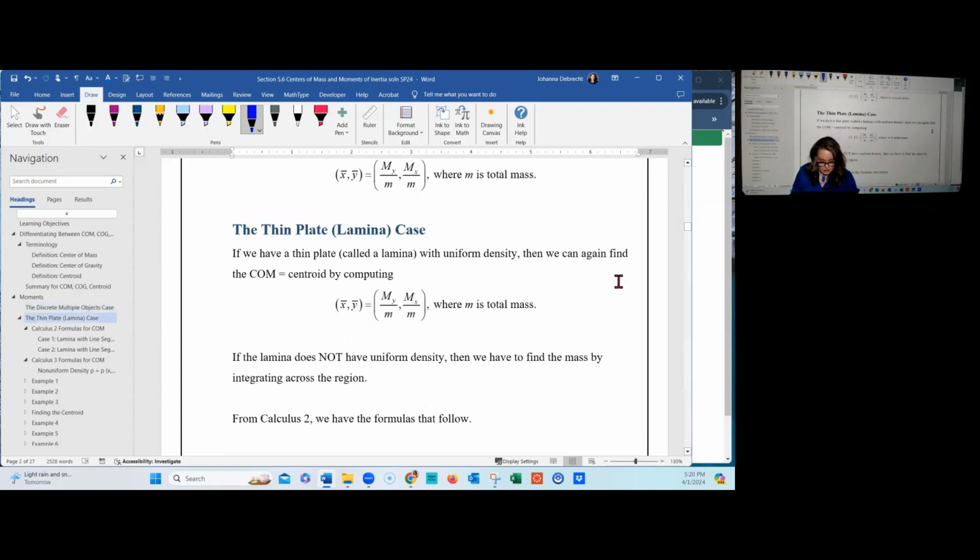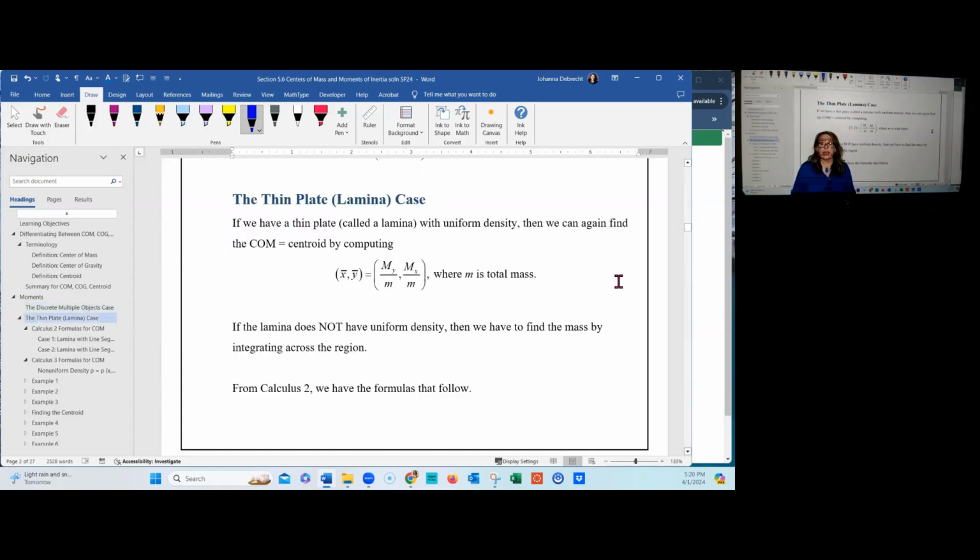So now let's take a look at what we call the thin plate or lamina case. So you may have heard of laminated countertops. It's a flat sheet, basically two-dimensional when you laminate something. So let's suppose that we have a lamina with uniform density. In other words, it could be like my cardboard piece right here. It's cardboard throughout, so at every point the density is the same.